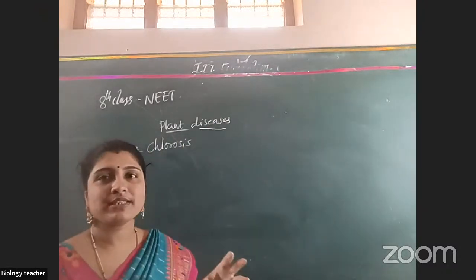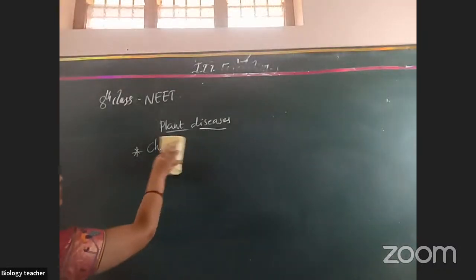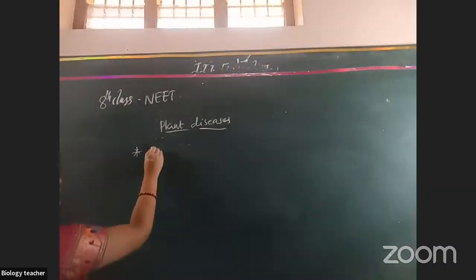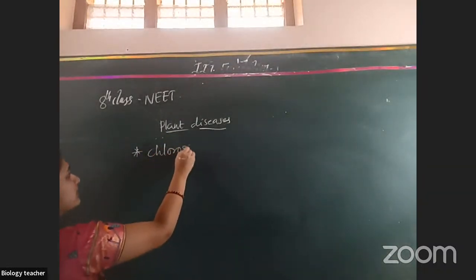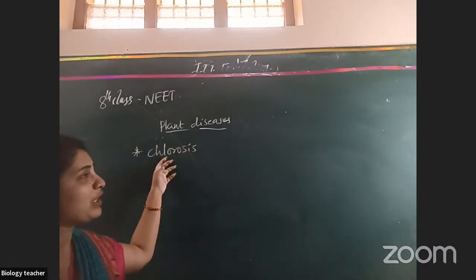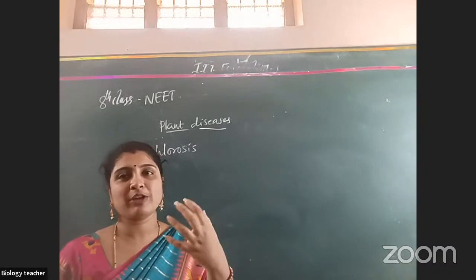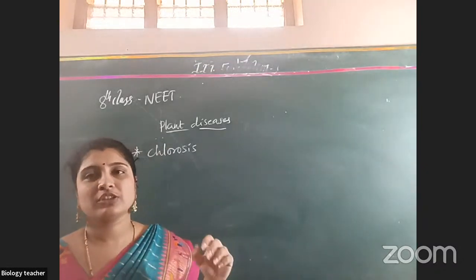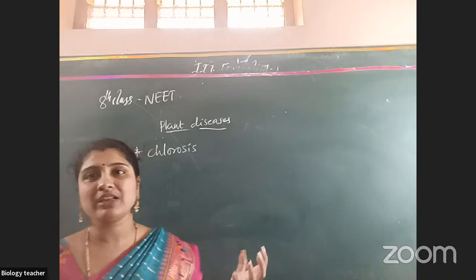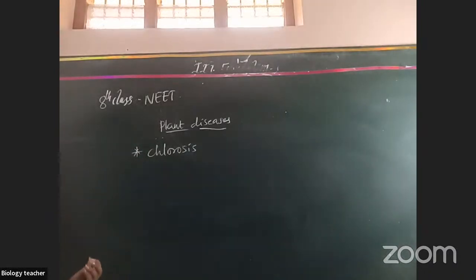Chlorosis is nothing but, related to chloroplast. What is happening? The green color will be eaten by the viruses. So the plant leaves will become what? White in color. Okay, chlorosis.